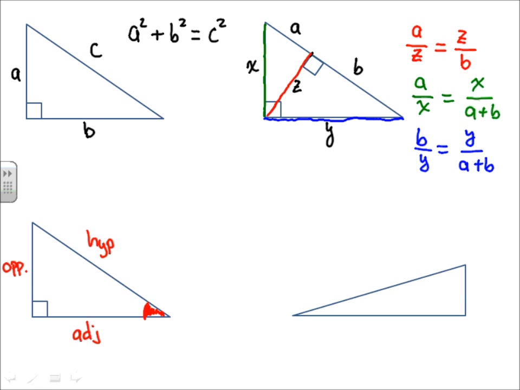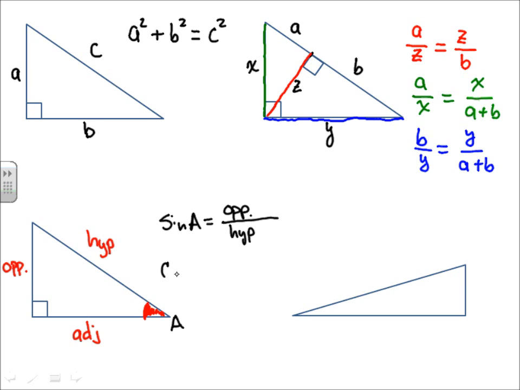The sine ratio, and let's give this angle a label so that we can talk about it. So we'll call this angle A. The sine of angle A is defined as the length of the opposite leg, OPP, divided by the hypotenuse, HYP.